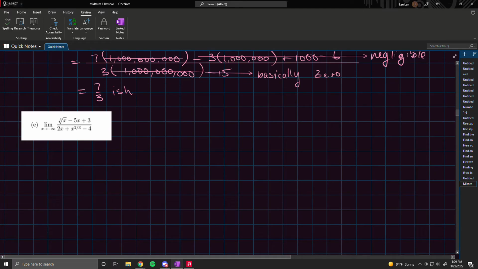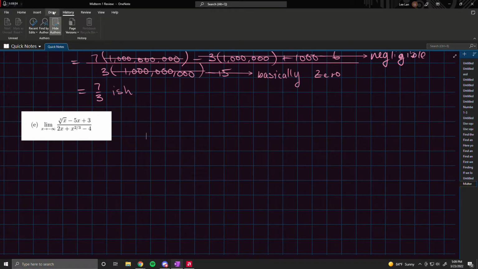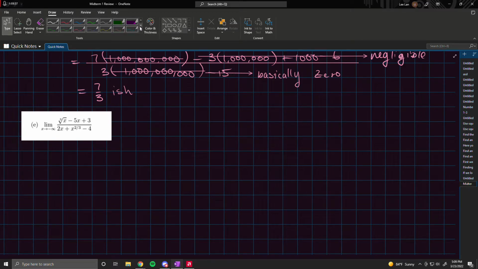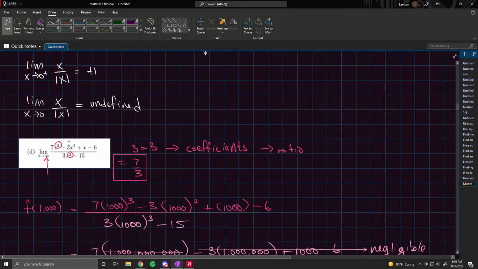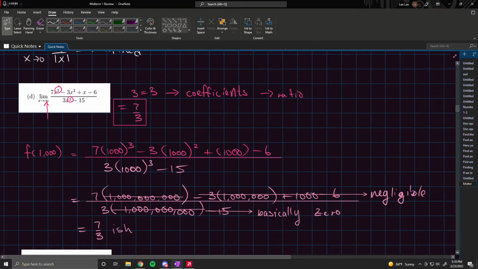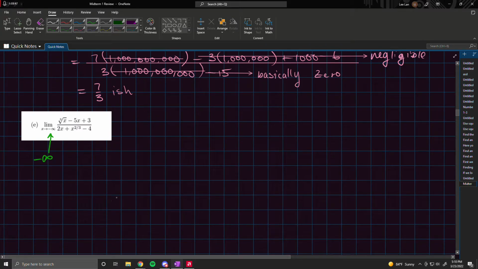Okay, let's go on to E. We have the limit as x approaches negative infinity of the cube root of x minus 5x plus 3, all over 2x plus x to the 2/3 minus 4. The thing I'm looking at here is this negative infinity, and it tells me it's probably the same strategy as up here: look at the powers of x and go from there.